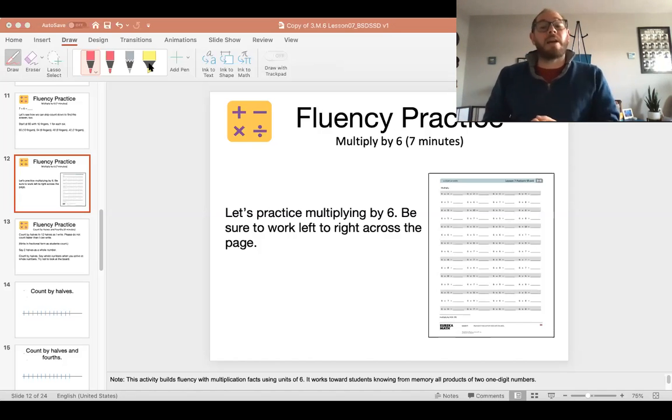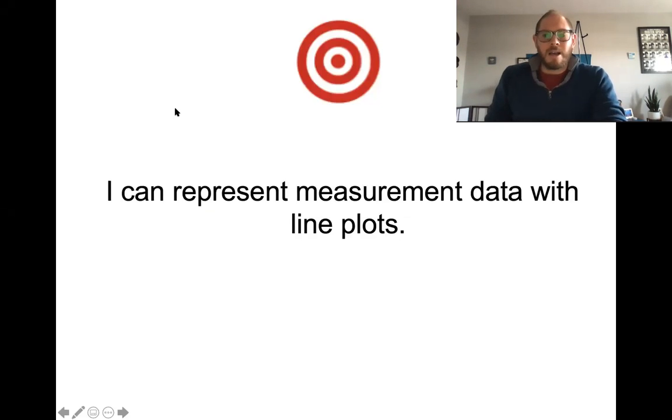Now we're ready to get out our math journals, and we're going to get ready for our concept development. I'm going to give you a minute just to make sure you're ready with your math journal, your date at the top, and your pencil ready to go. Push play when you're done. All right, we are ready to do our learning.